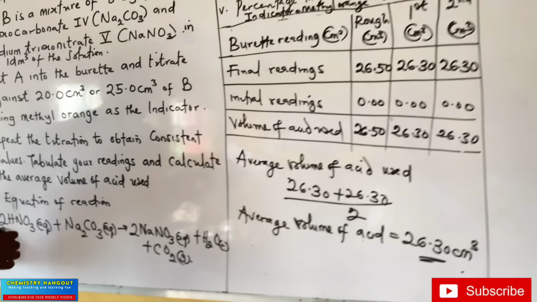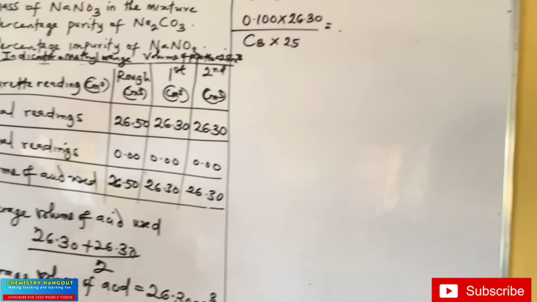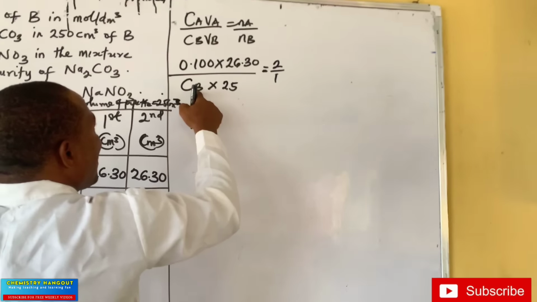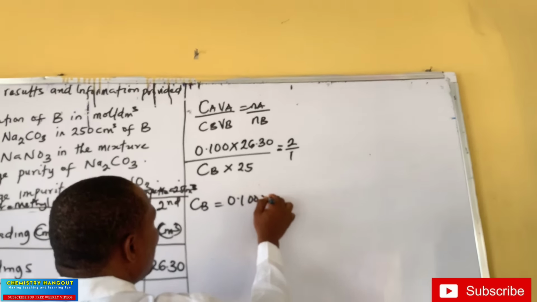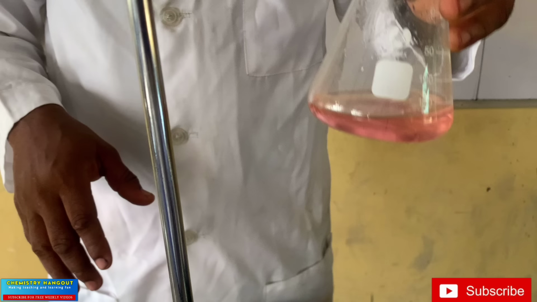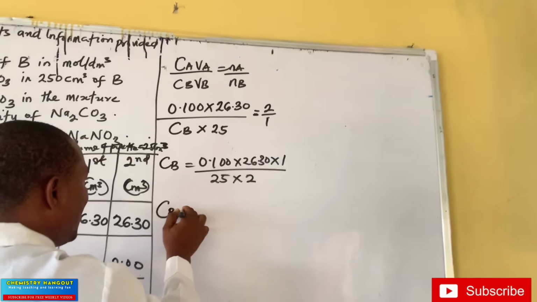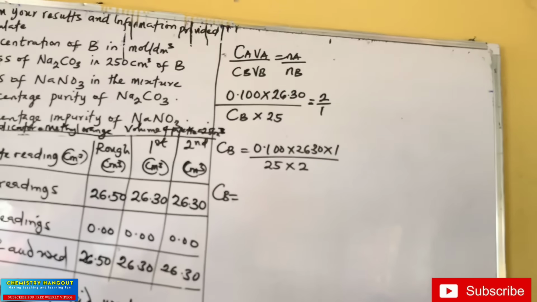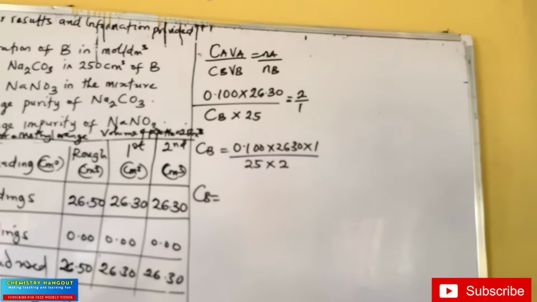We come to the equation. Acid here is 2, base here is 1. So we have 2 to 1. So from there, making this the subject, we're going to have CB equals 0.100 times 26.30 times 1, over 25 times 2. So our CB is equal to what? Let's have our calculator. You can see, very easy. Just follow those steps and you are good to go.